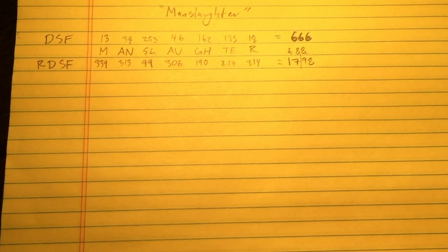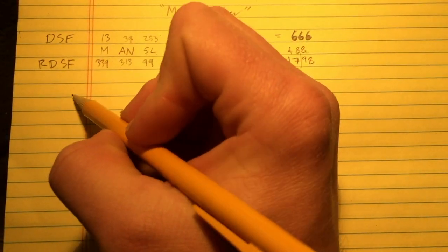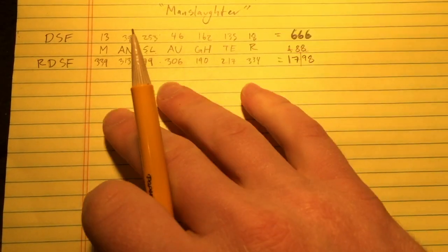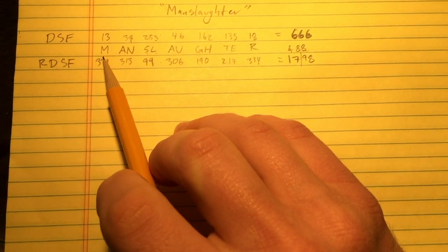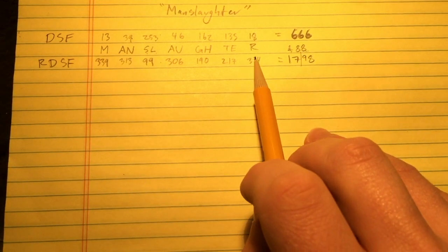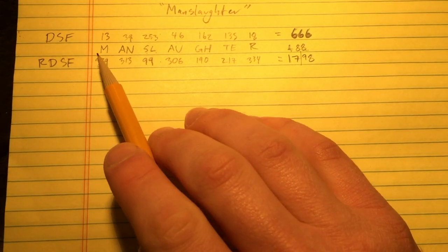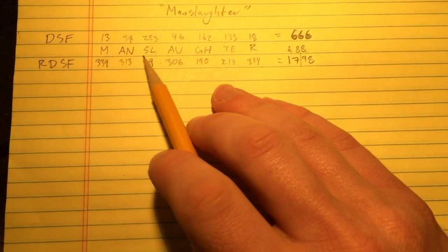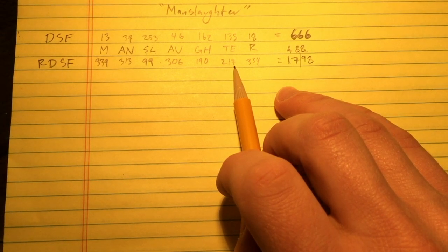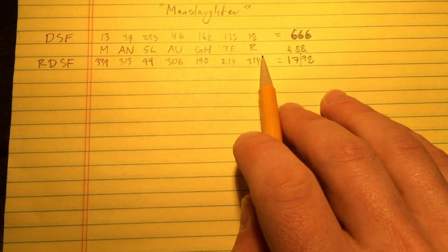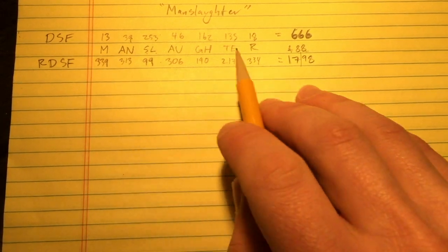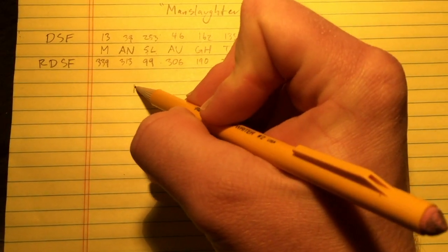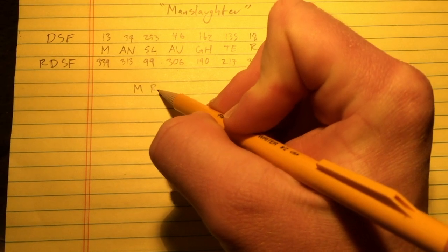So I'm just going to move along, and actually before I do that, I want you to notice something. Manslaughter is interesting because in the single first spelling, it begins with a single character and then ends with a single character and has all these characters in between. If we look at the letters that are the single characters in this word, they are M and R.